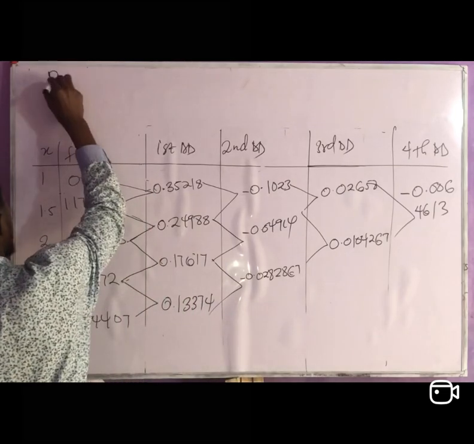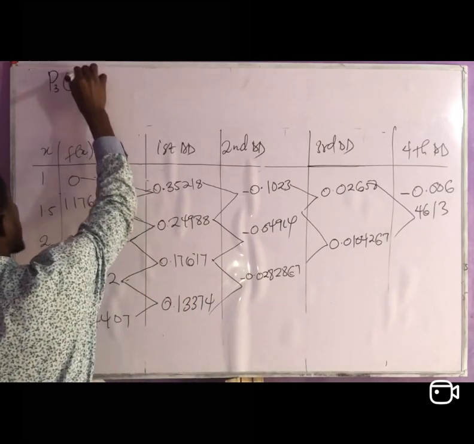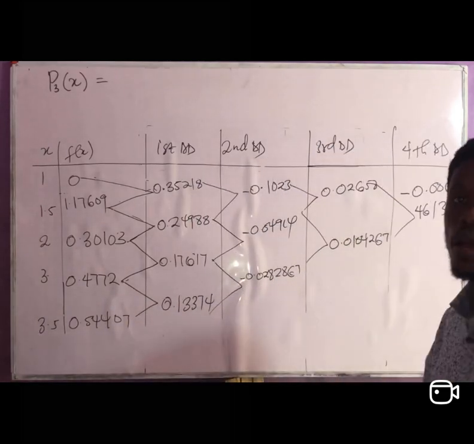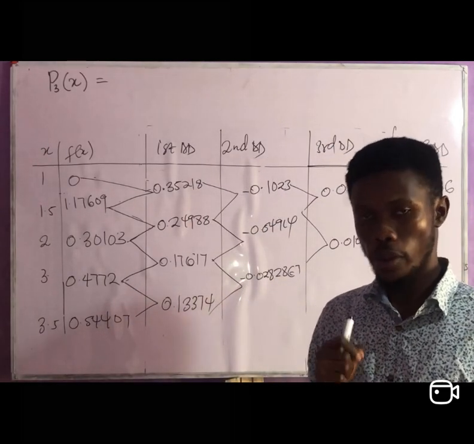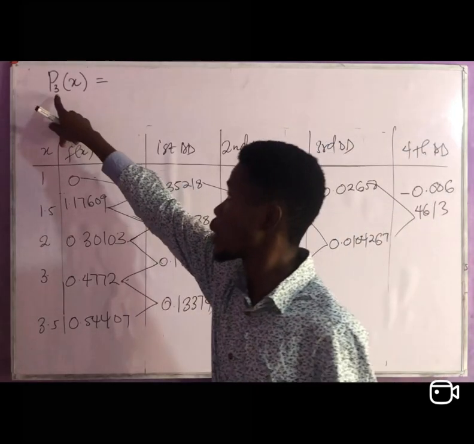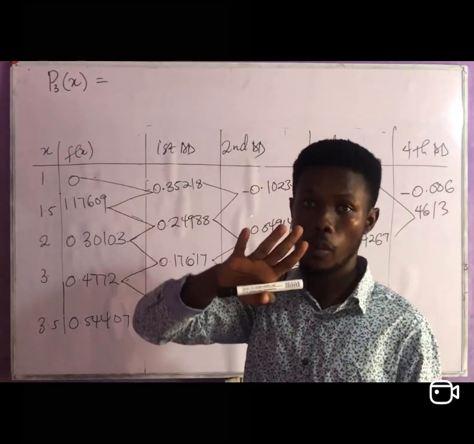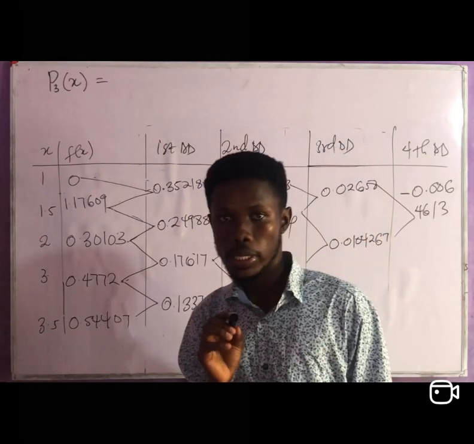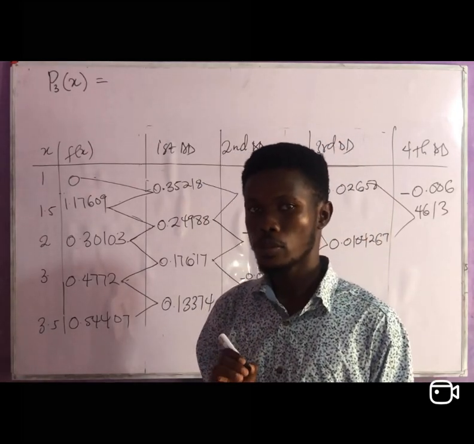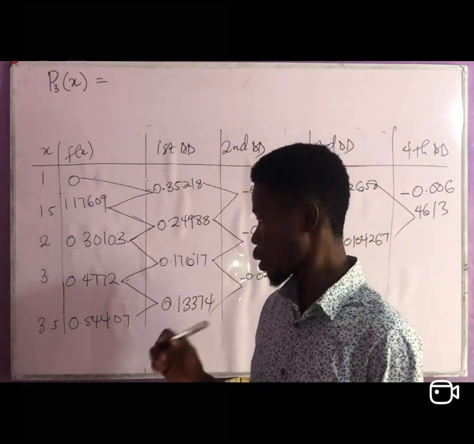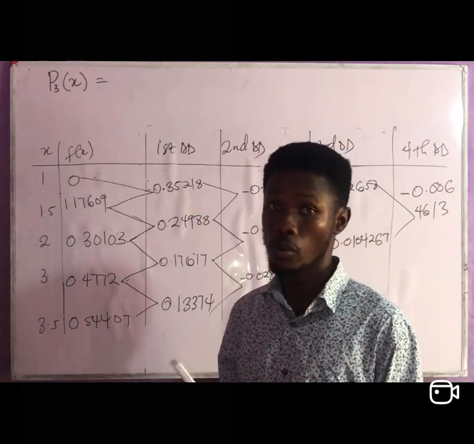So we are to evaluate P3 of X. To evaluate the P3 of X, we have to be careful. P3 means that we have to get 4 data points. So for you to get the 4 data points, and remember in the question, he said that after that you should find 2.5 of the function, both P3 of X and P4 of X.